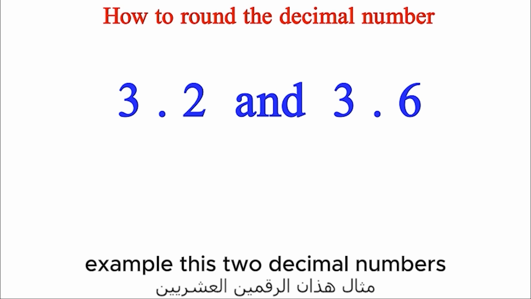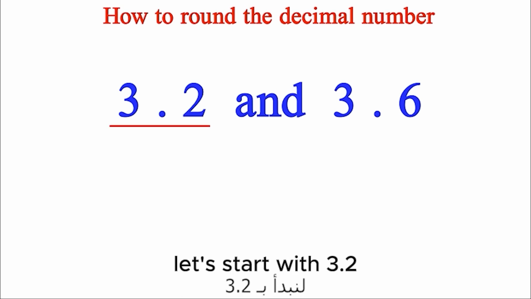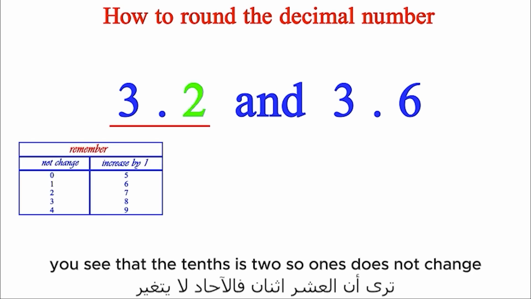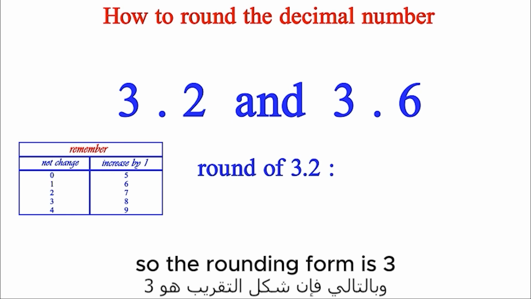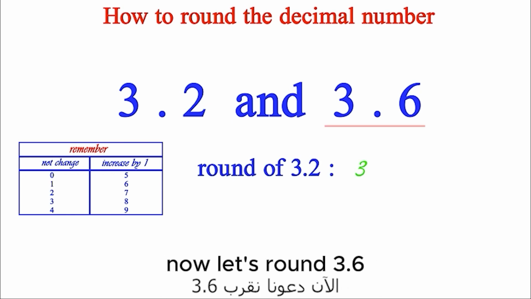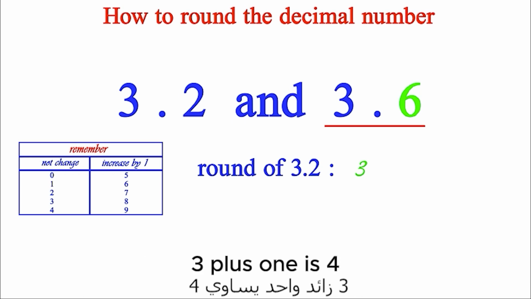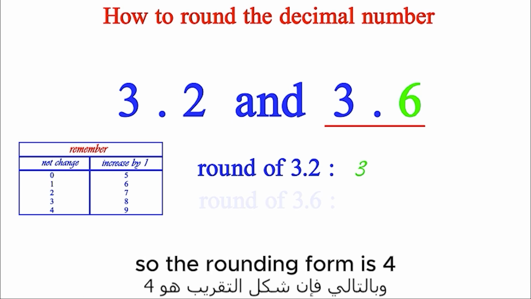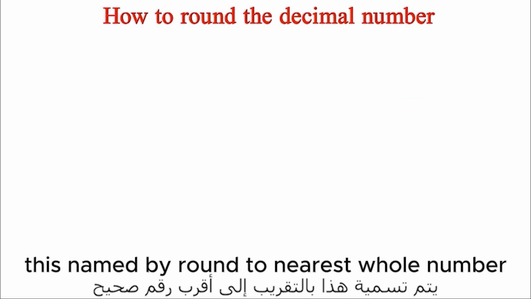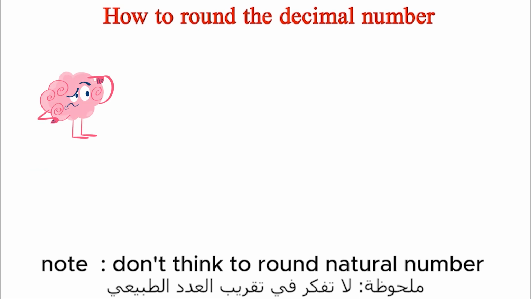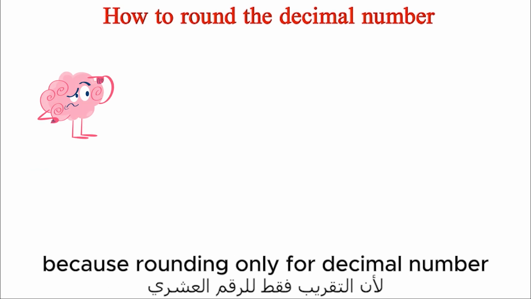Example, these two decimal numbers. Let's start with 3.2. You see that the tenths digit is 2, so the ones digit does not change. So the rounded form is 3. Now let's round 3.6. You see that the tenths digit is 6, so the units increase by 1. 3 plus 1 is 4. So the rounded form is 4. This is named rounding to the nearest whole number. Note, don't think of rounding natural numbers, because rounding is only for decimal numbers.